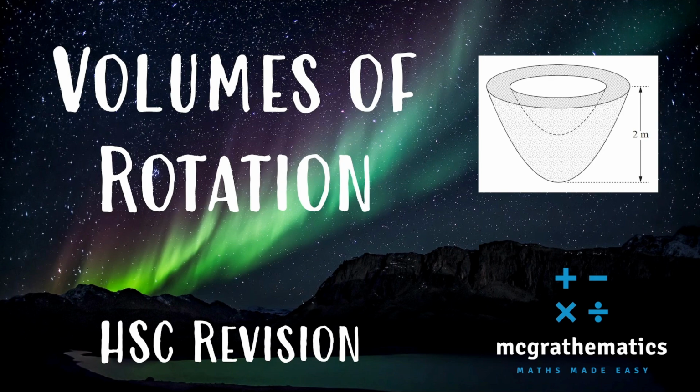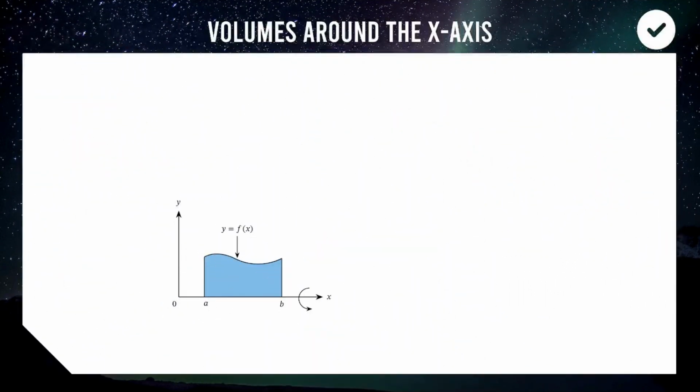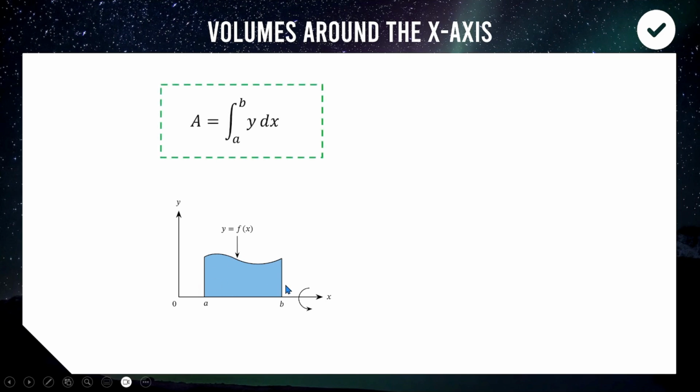Let's just talk about how we find volumes of rotation first, and then we'll dive through a few examples to give you guys a better understanding. Just starting off, a quick recap of how we find areas using integration. If you want to find the area under a curve between two values, all you've got to do is integrate that curve between the two values.